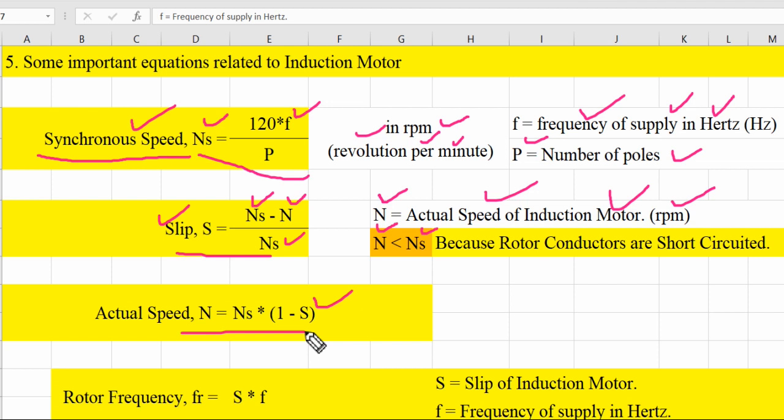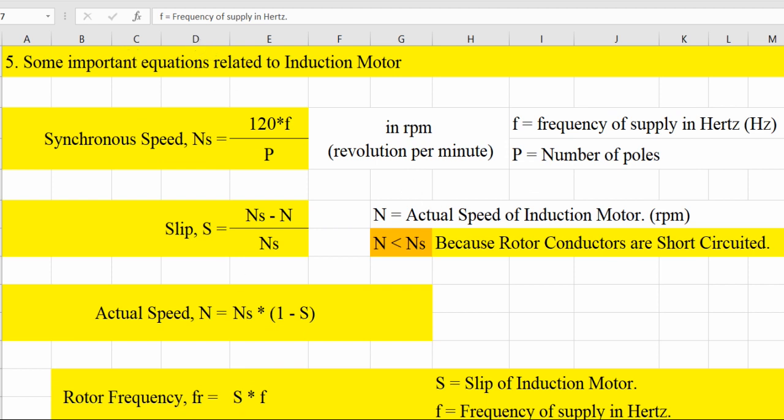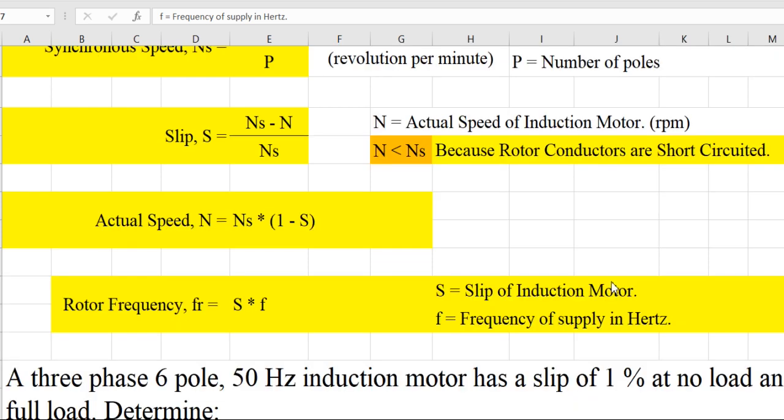Other than that, the flux produced by the stator links with the rotor, and obviously it is also alternating in nature. Because of that, the rotor flux is produced. The current flowing in the rotor conductor has a particular frequency, which is proportional to the slip of the induction machine. That is Fr = S × F, where S is the slip of the induction motor and F is the supply frequency. All these formulas are to be used in order to solve the problems.